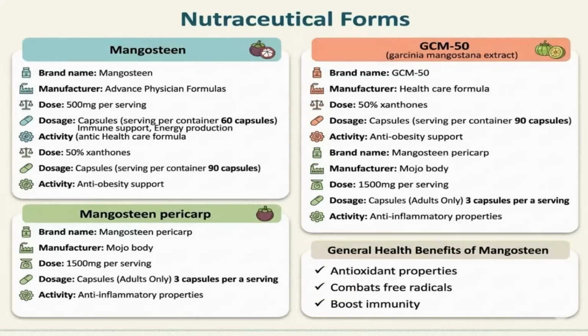The last brand is Mangosteen Pericorp. It is manufactured by Mojo Body and we take its dose 1500 milligram per day to 1800 milligram per day, and it is formulated in capsule dosage form, so it can be taken 3 capsules per day. It is used for anti-inflammatory properties and antioxidant properties, combats free radicals, as well as boosts immunity.